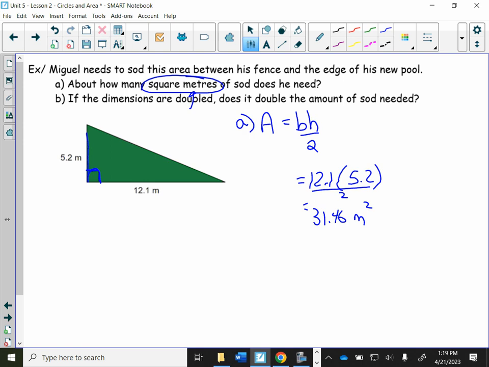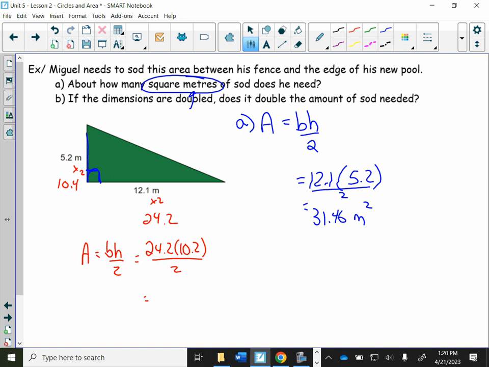Part B says, if the dimensions are double, does it double the amount of sod needed? Well, let's find out. Let's double our dimensions. So times it by 2, 24.2, times it by 2, and then we get 10.4. What if we did the same question again? So base times height over 2, but this time we used 24.2 and 10.4.